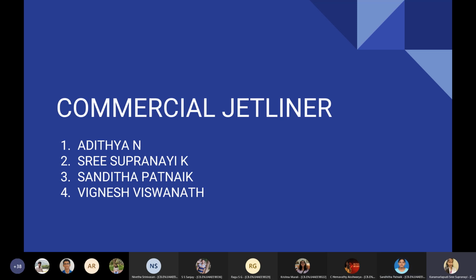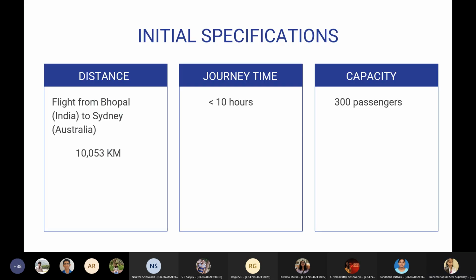Good morning, everyone. I'm from Group 3, and my teammates are Aditya, Suprana, Sanvita, and Vignesh. We'll be presenting today about the weight estimation of commercial jetliners. These are the initial specifications given to us. Our flight is from Bhopal to Sydney, for which the range is around 10,053 kilometers. Our journey time is supposed to be less than 10 hours, and our capacity is 300 passengers.